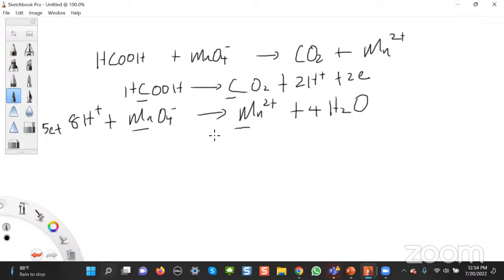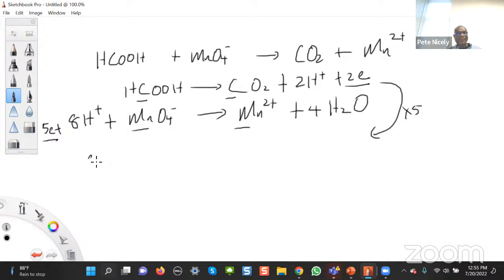Balance the electrons. Okay, so we have to make sure that the number of electrons lost is equal to the number of electrons gained, right? So how do we achieve that? Multiply the first one by 5. Okay, so when we multiply the first one by 5, you're going to end up with 5HCOOH to form 5CO2 plus 10H plus 10 electrons. And then what do we do to this equation?